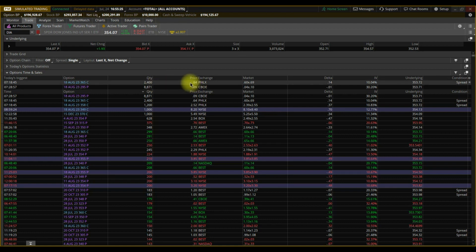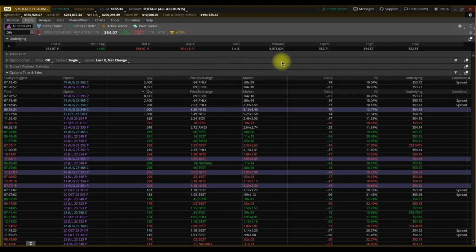64 cents per share. Remember, options trade in 100 share blocks. So 64 cents a share is really, this one option costs $64. And they did 2,400. So you imagine 2,400 times $64. That's more than I have in my wallet right now.